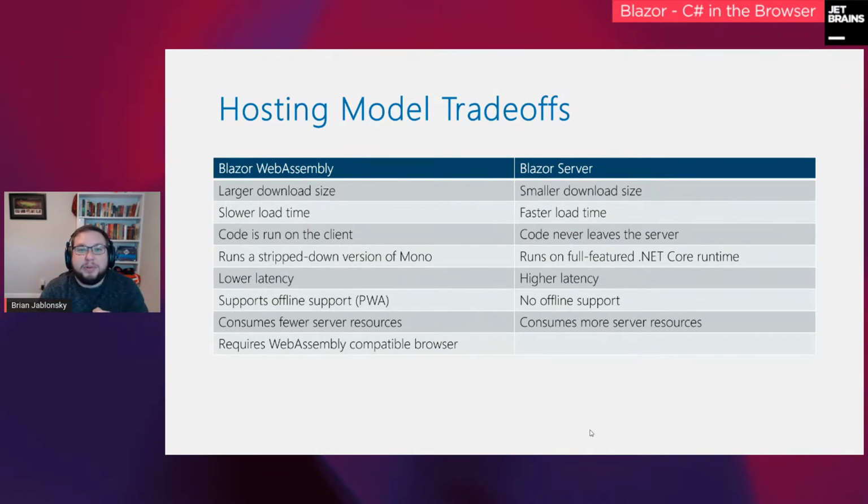Blazor WebAssembly has lower latency. Everything runs in the browser, so everything is instantaneous. The only server back and forth communication you have is if you're trying to get data or talking to an API. So it's super low latency. It's basically as fast as the browser can render it.